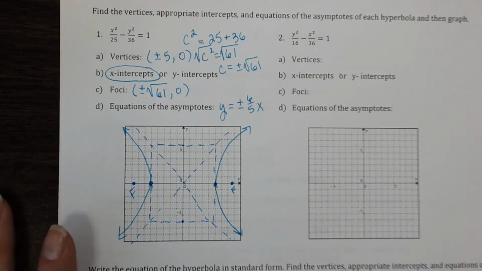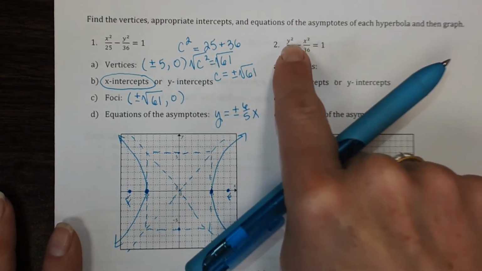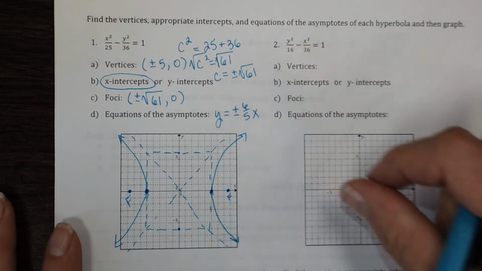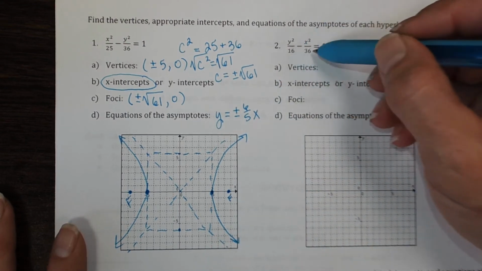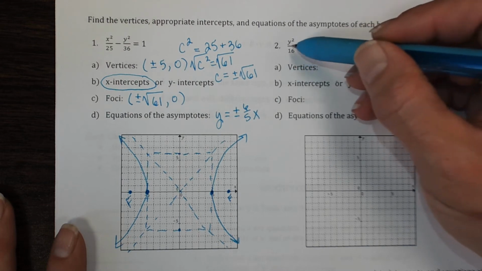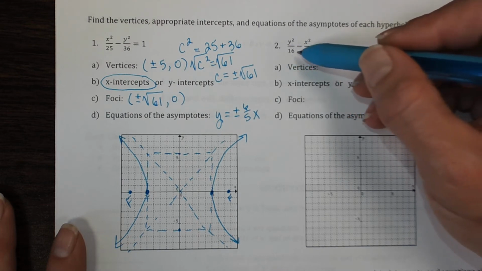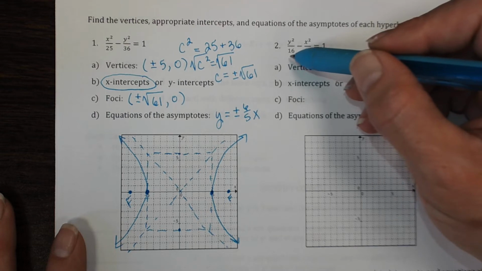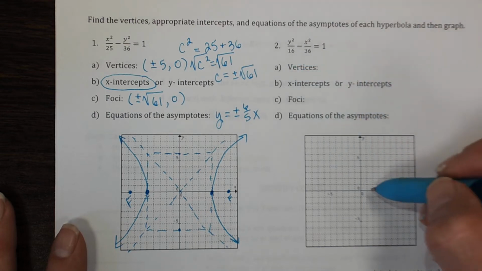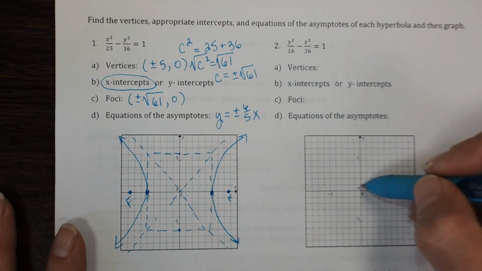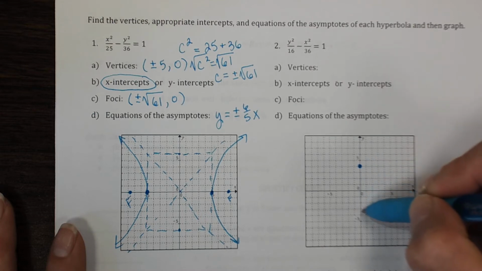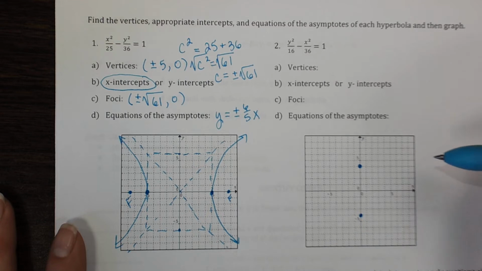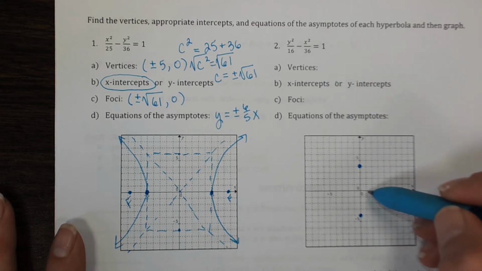Okay, so number 2, we see that this time our y squared is leading. So that means it's going to open up or down. So again, we just use those denominators to figure out how far we go out. So on the y-axis, the square root of 16 is 4. So that means my a is 4. So I'm going to go 1, 2, 3, 4. Now these are the vertices, so I'm going to go ahead and give them good points. And then I'm going to go out 6 on the x.